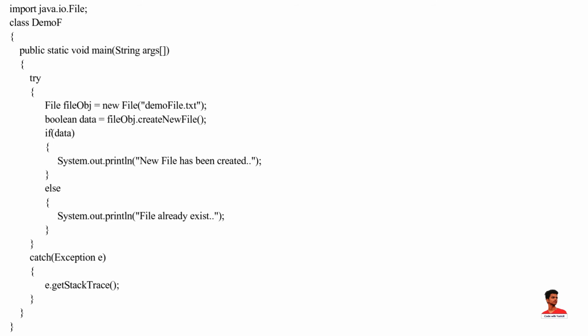In this example, we have created a file object named file_obj. The file object is linked with the specified file path. Here, we have used the file object to create the new file with the specified path. If demofile.txt doesn't exist in the current location, the file is created and this message is shown. However, if demofile.txt already exists, we will see this message.